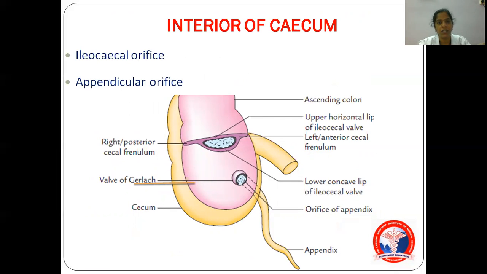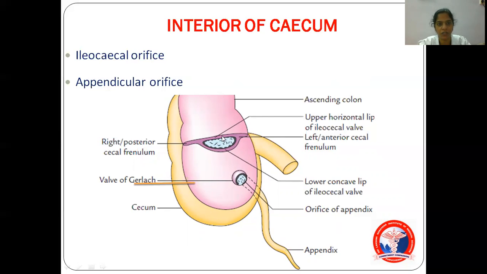What is seen inside the cecum? When you cut open the cecum, inside you can see two openings. They are also called orifices. One is the ileocecal orifice, another one is the appendicular orifice. Here you can see this upper one, that is the ileocecal orifice. It is nothing but the ileum opening into the cecum, so it is named the ileocecal orifice. The contents of the ileum enter into the cecum through this orifice.